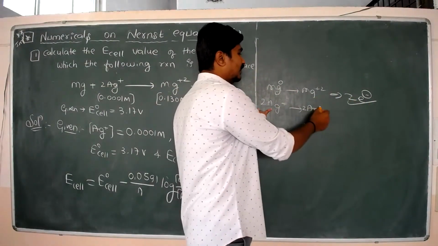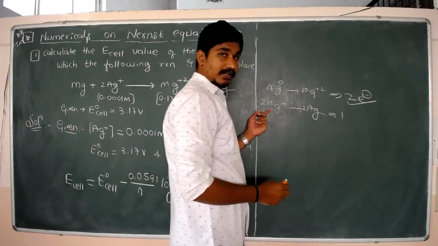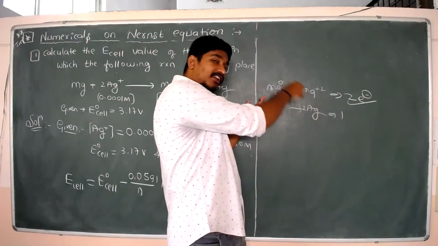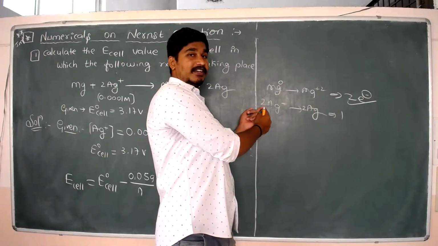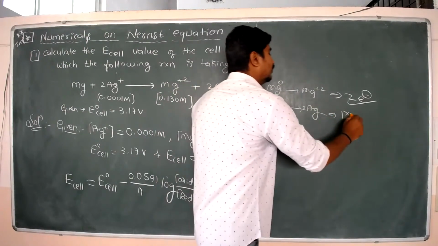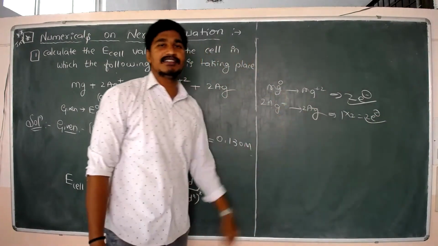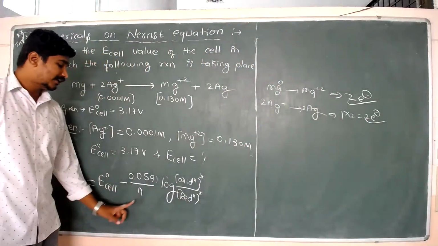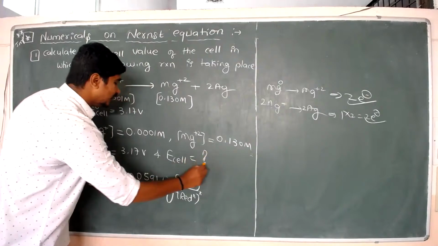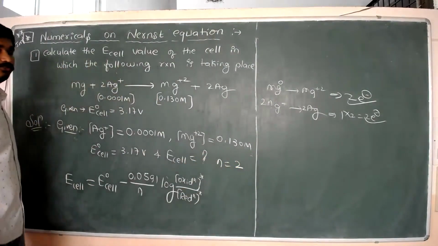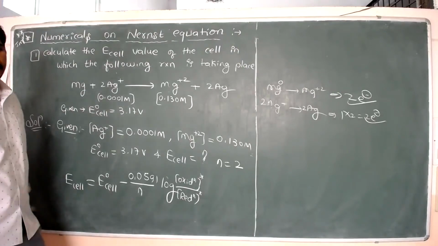Here plus 1, here 0. What is the difference? 1 means 1 electron. No, here 2 Ag plus are there. 1 Ag plus is gaining 1 electron. Here totally how many Ag plus ions are there? 2. Therefore 1 into 2 is again 2 electrons. You can select any reaction, and by that you can easily calculate the number of electrons. How many electrons are involved in the reaction? 2 electrons. I am writing it here: n is equal to 2 electrons involved in the reaction.